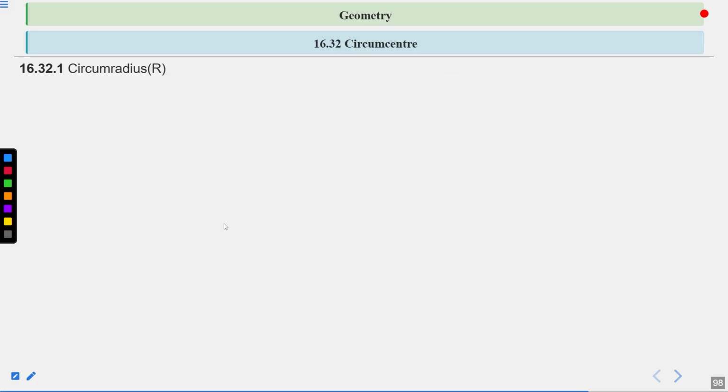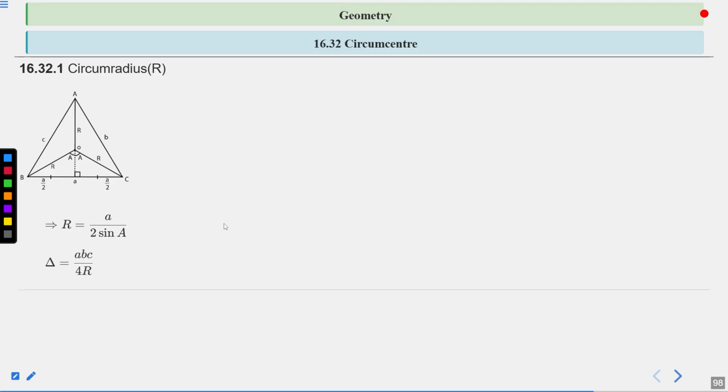So circumradius of the triangle, when we see in this diagram, circumradius will become a upon 2 sine A, or we can say that area of the triangle equals multiplying all three sides a into b into c upon 4 times the circumradius.